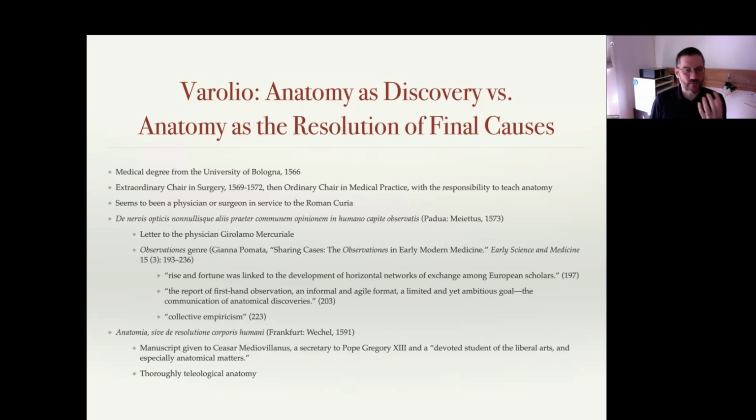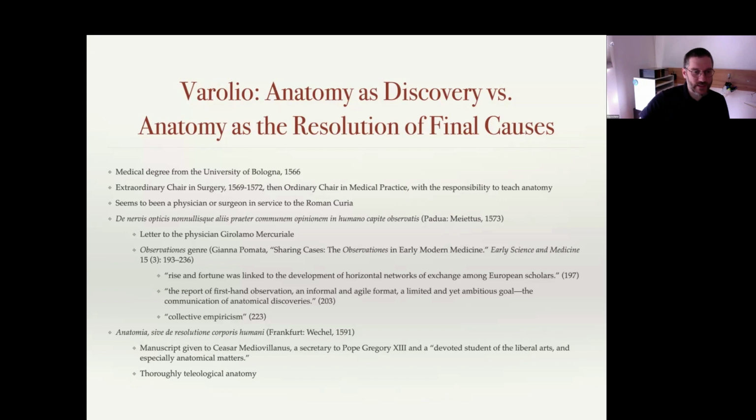And she says that the rise in fortune was linked to the development of horizontal networks of exchange among European scholars. It involves report of first-hand observation, an informal and agile format, and a limited yet ambitious goal, the communication of anatomical discoveries, and a form of collective empiricism.